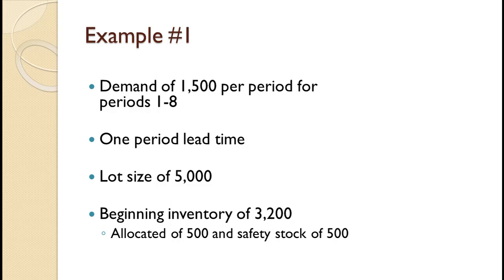For this first example, we have demand of 1,500 per period, and we will be planning for the first 8 periods. There's a 1-period lead time, and we use a lot size of 5,000. Beginning inventory is 3,200. Of that, 500 is allocated inventory and 500 is safety stock. Since the two are handled the same way, we can just think of this as 1,000 being unavailable. That is, the results will be exactly the same for 100 in allocated inventory and 900 in safety stock.